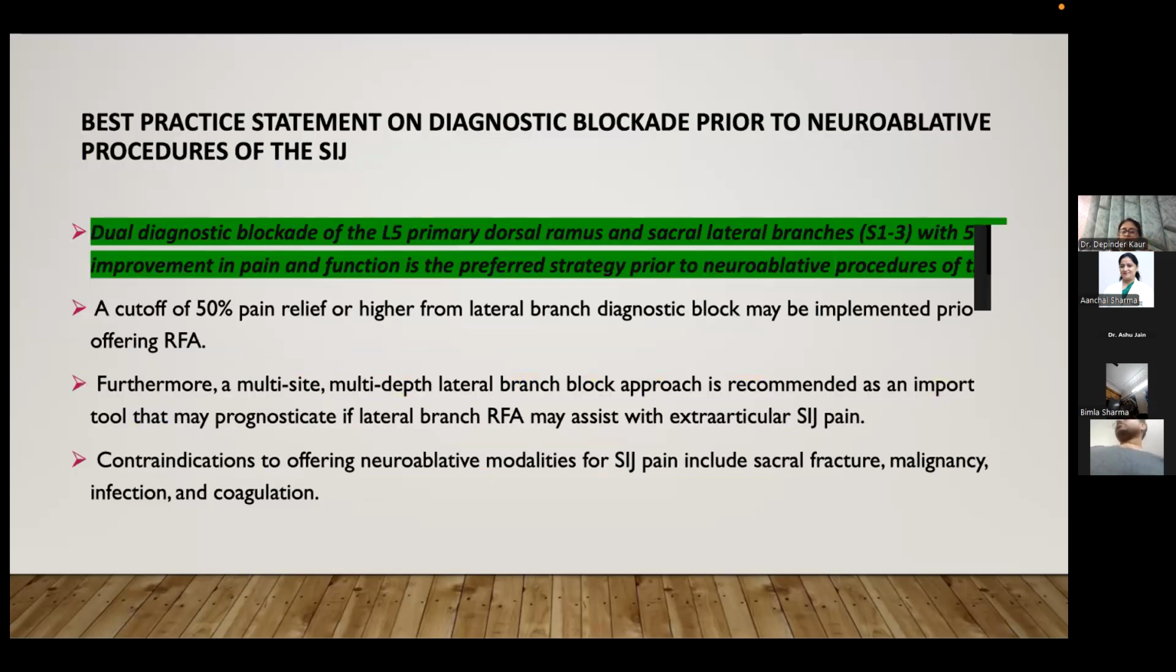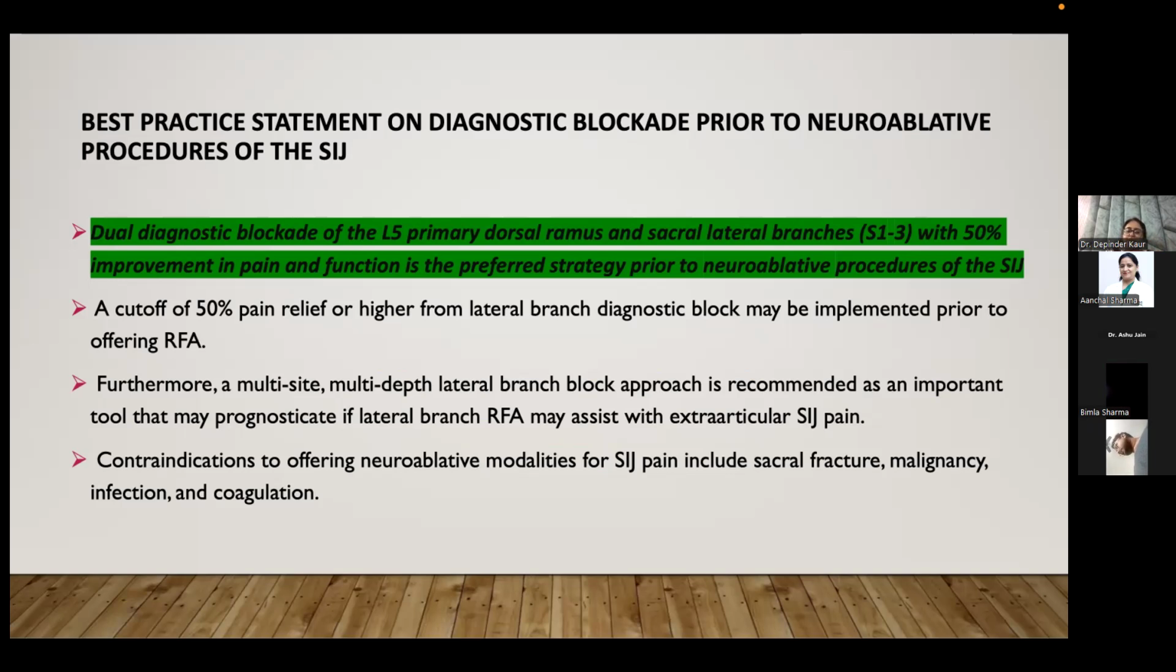Now, combining all together, they have given the best practice statement on the diagnostic block prior to radiofrequency ablation. That is a dual diagnostic. Rather than a single block, it should be a dual diagnostic block of the L5 primary dorsal ramus and the lateral sacral branches, with more than 50% improvement in the pain and the function preferred, right? So they have chosen a cutoff of 50%.